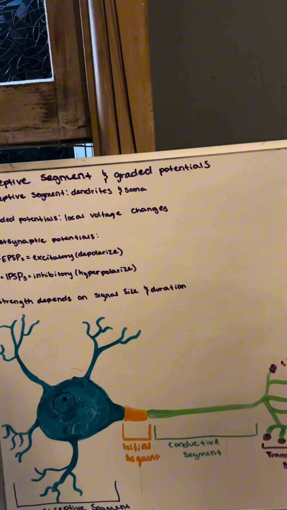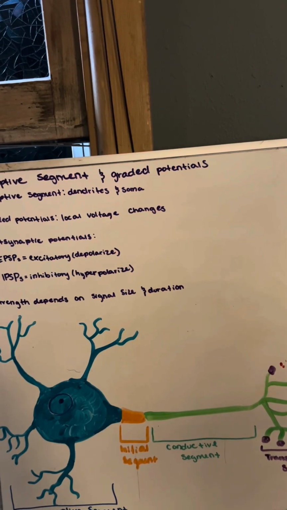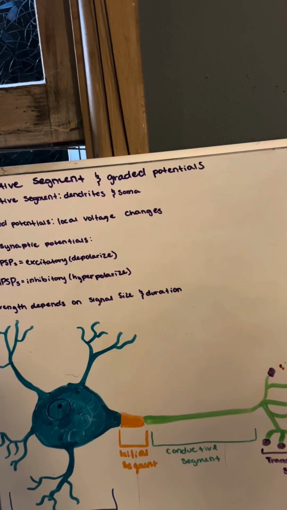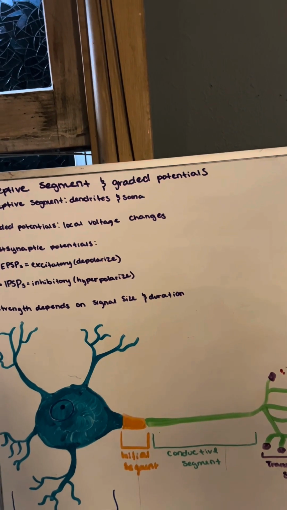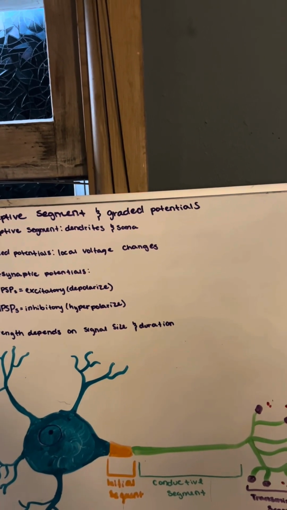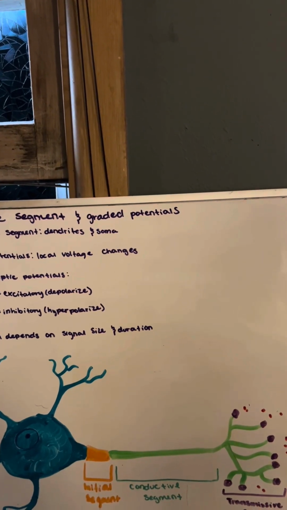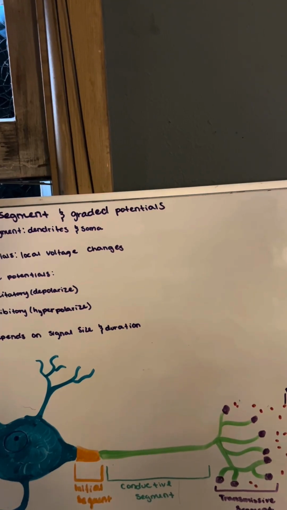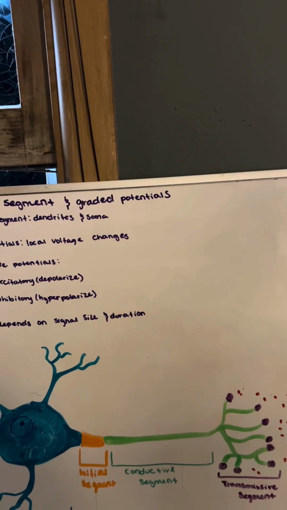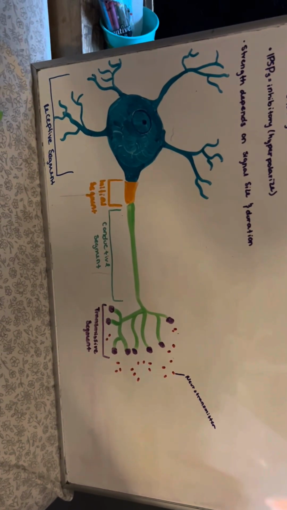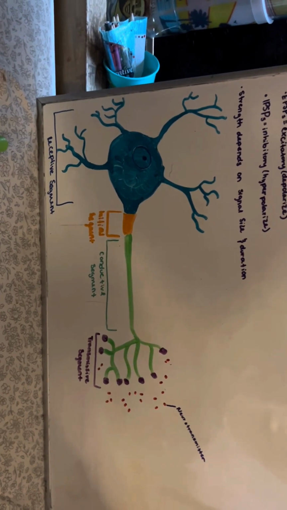When neurotransmitters bind to receptors, they create postsynaptic potentials, either excitatory EPSPs, which move the neuron closer to firing, or inhibitory IPSPs, which move it further away. And then here I included a picture on the receptive segment and graded potentials.